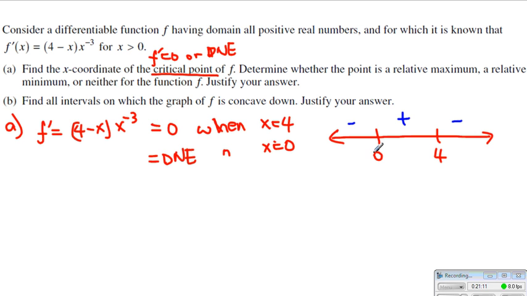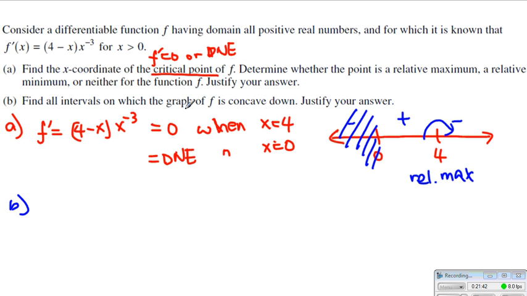So therefore, about 0, but the thing is, x has to be greater than 0, so this cannot be included here. The only value we are looking at is right here, positive and negative, so therefore 4 must be a relative maximum.